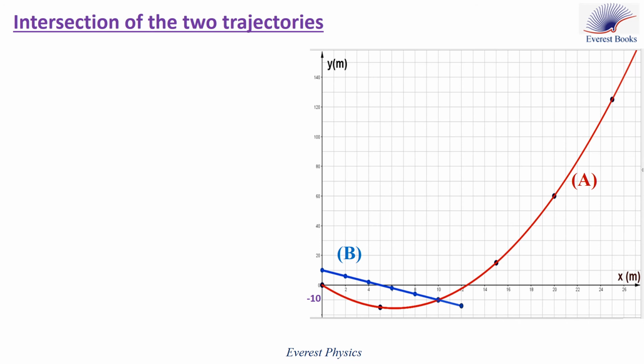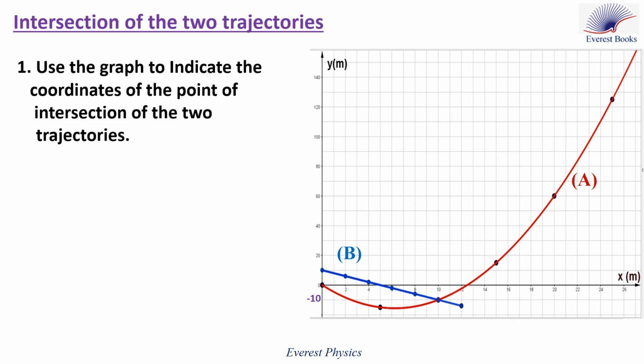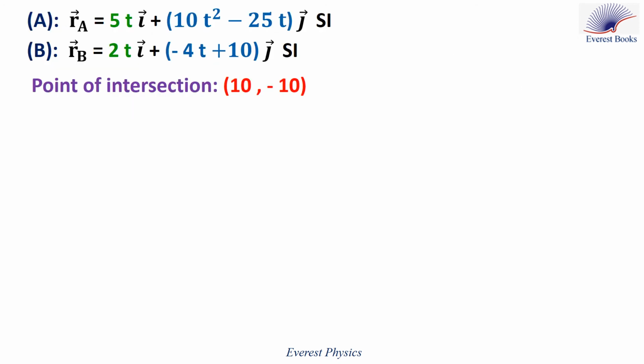Intersection of the two trajectories. Number 1. Use the graph to indicate the coordinates of the point of intersection of the two trajectories. Look at the curves. These two curves intersect at a point having an abscissa 10 meters and an ordinate minus 10 meters. We proved that in the previous slide, the two curves of A and B intersect at a point having an abscissa 10 meters and an ordinate minus 10 meters.